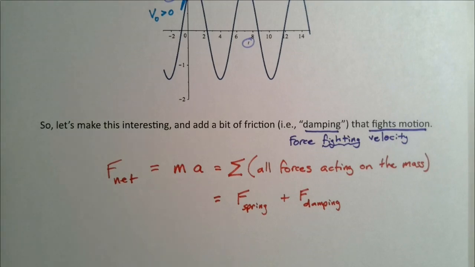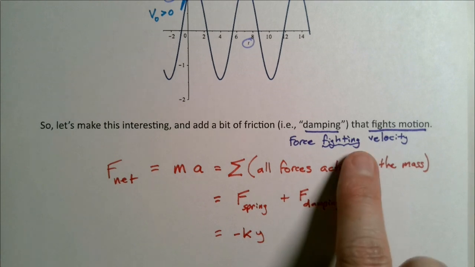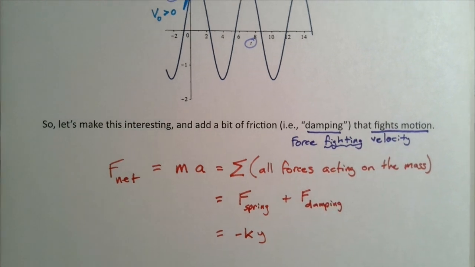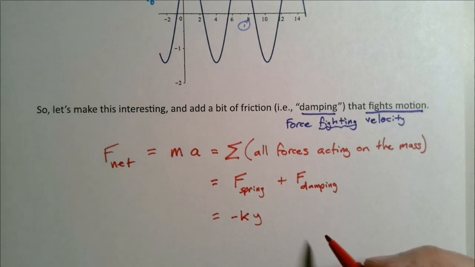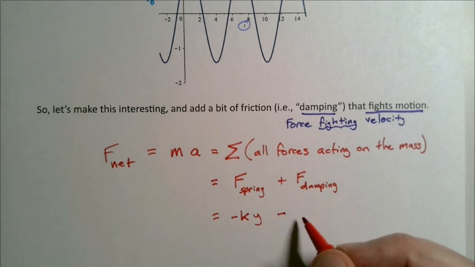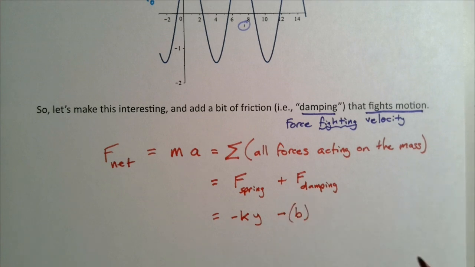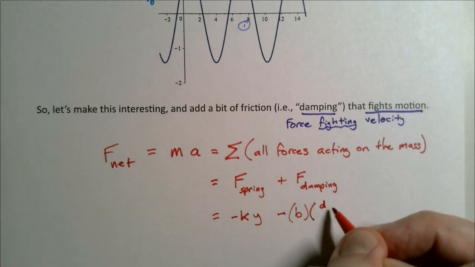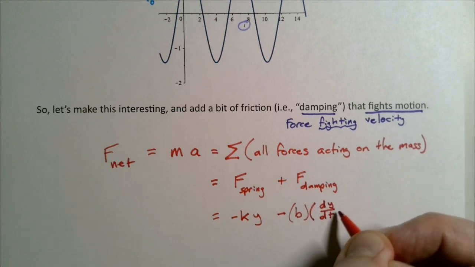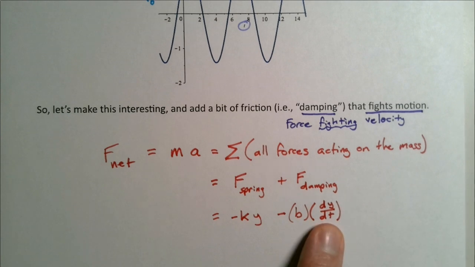So back to the equation, we can go ahead and write down what we know about the spring. It's negative k times y. That's Hooke's law. And in terms of the damping force, we know that it's fighting the velocity, so it really just depends on how big the velocity is. Because this is going to be fighting things, it's going to be negative, and we're going to throw in a coefficient. We'll call it b for the sake of argument, times the velocity, dy dt. We're basically saying whatever the velocity is, we're going to multiply it by this damping coefficient.